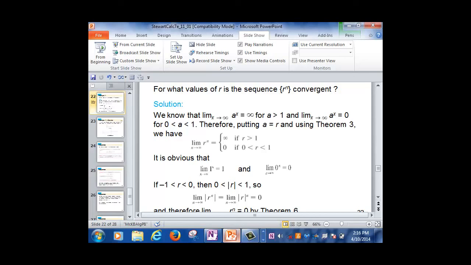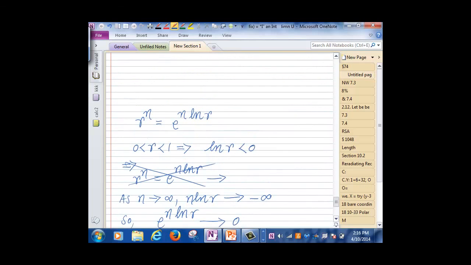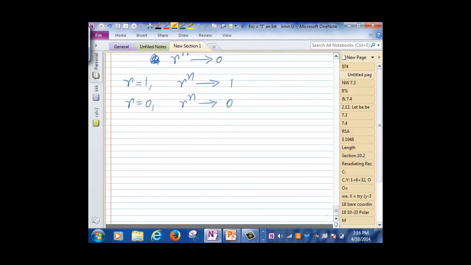Oh, by the way, if r is larger than 1, is it obvious that r to the n will have limit infinity? Because, for example, you have 2 to the power n, right? Or also we could see it this way. Again, remember that r to the n is e to the n ln of r.